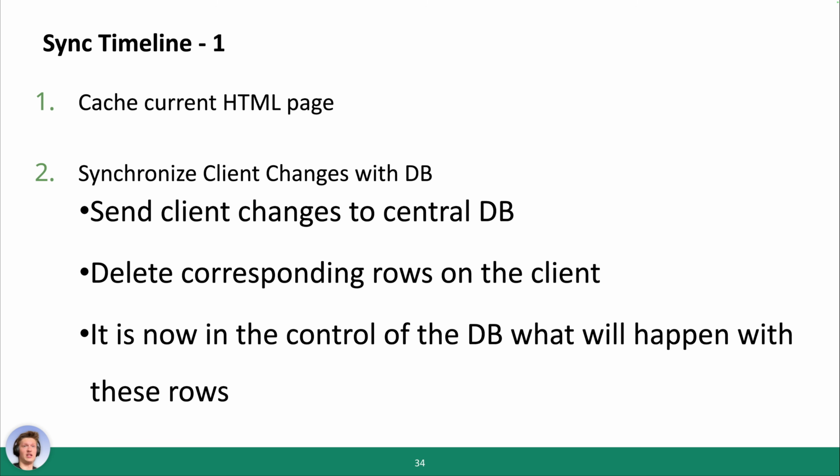So what is actually happening in the background? First, I cache the HTML pages so that I can still navigate to them. Then I synchronize client changes with the database, meaning any change I have done before, like writing some data or updating a recipe name, I send immediately to the database before doing something else. And then I delete the rows on my side. Why do I delete the changes already? That's one effect of decentralization.